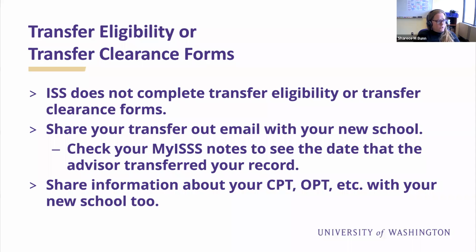What you'll want to do is share your transfer out email with your new school. You will also want to check your My ISSS notes to see the date that the advisor transferred your record. You'll also want to share information with your new school about your CPT, your OPT, etc. That includes if you've had reduced course loads. If you didn't finish your degree here at UW, but you had 3 medical RCLs, you would need to disclose that with your new school because you actually might only be eligible for 1 more. Or if you were going to a semester school, you would probably not be eligible for any medical reduced course loads. But that's something that you need to share with your new school.